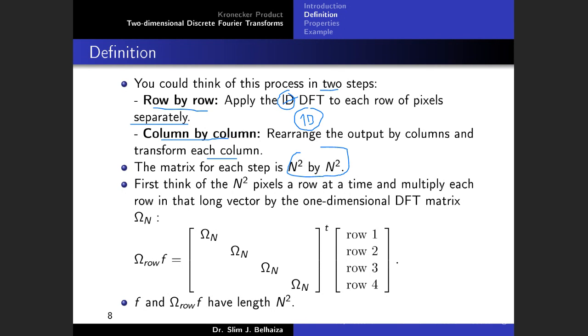So let's first think of n squared pixels, a row at a time, and multiply each row in that long vector by the one-dimensional DFT matrix.